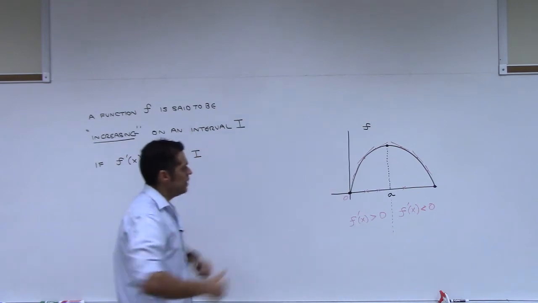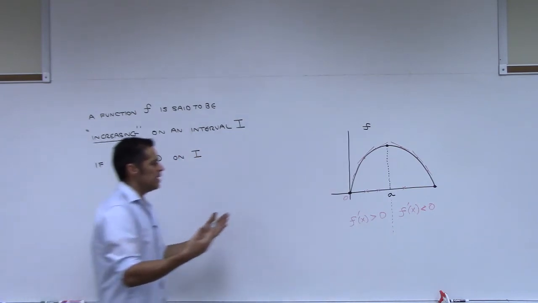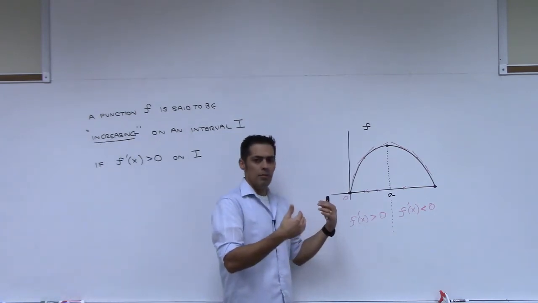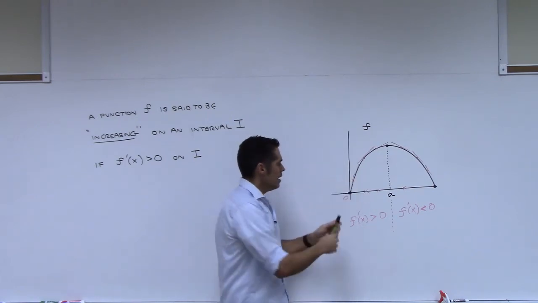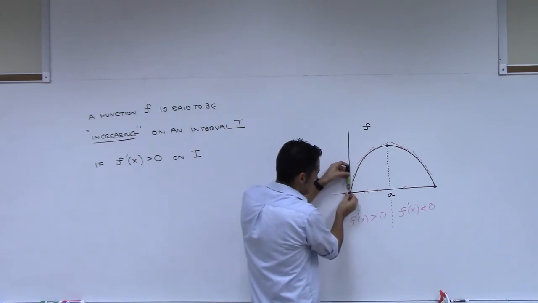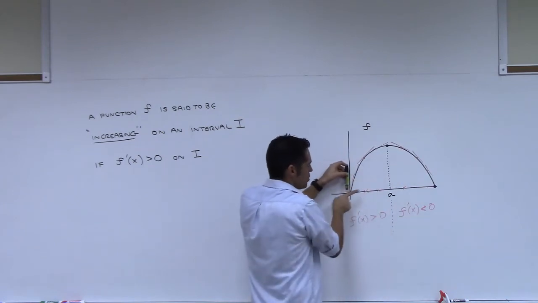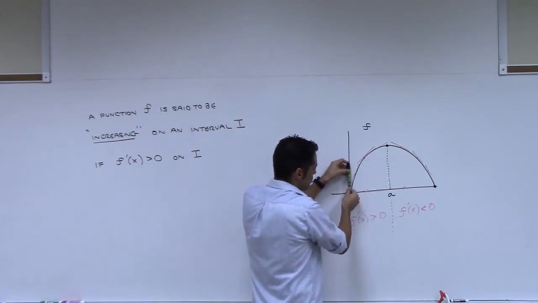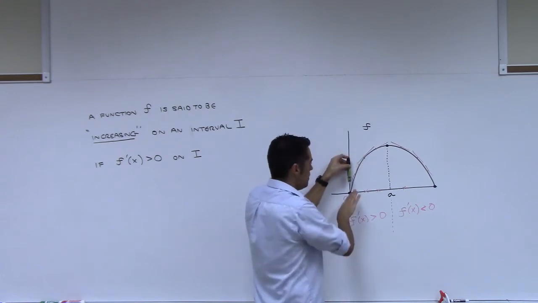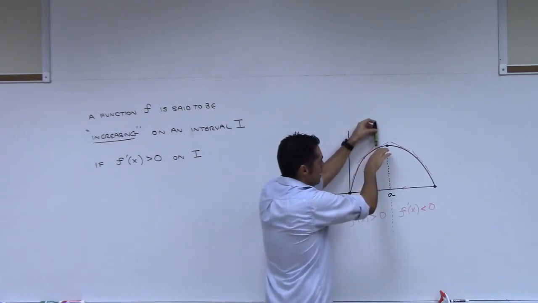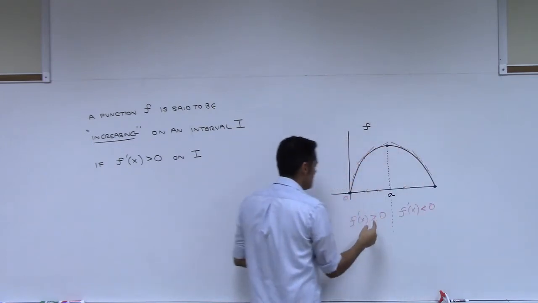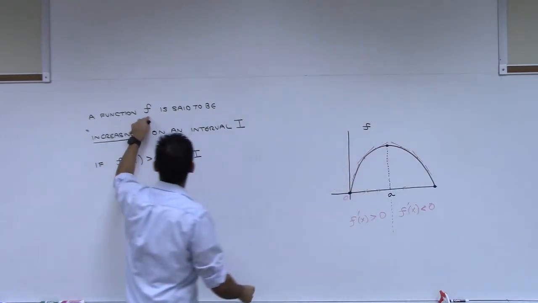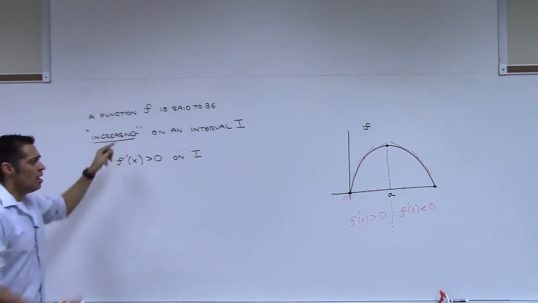So let's go back to the picture. If we look at this picture and we read it like we would a book, from left to right, if we were physically standing on this hill and started to move to the right, we would start going up, wouldn't we? We'd be increasing until we get to the top, and then once we get to the top, we would be going down. So this is saying that a function will be increasing on some interval.